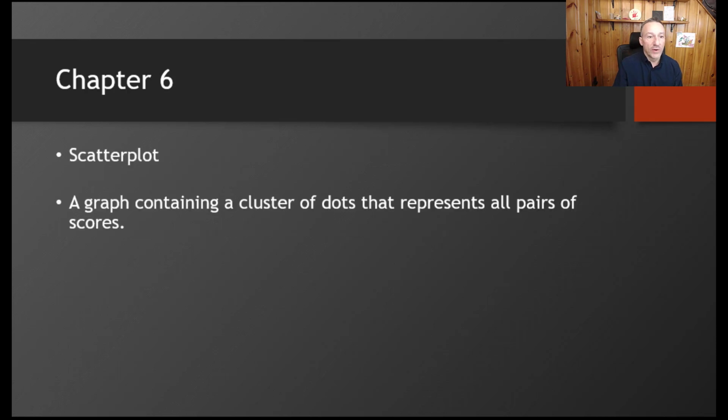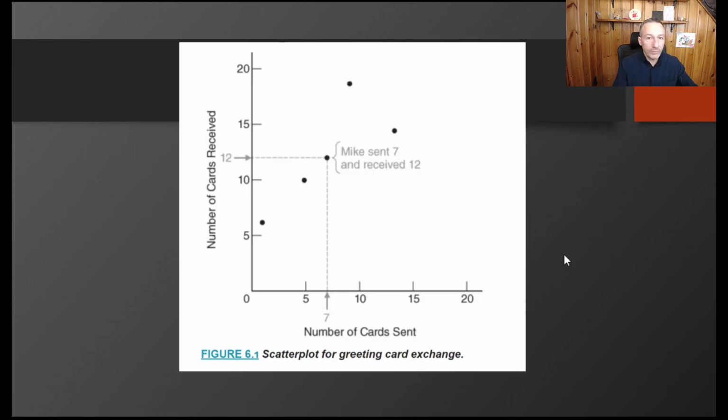And we can see these two variables together in what's called a scatter plot. It's a graph that contains a cluster of dots that represents all pairs of scores. So for example, if we went back to that table, we would see Mike sent 7 and he received 12. So there's 7, there's 12. So that's Mike's dot on this scatter plot. And these are the other 4 friends.